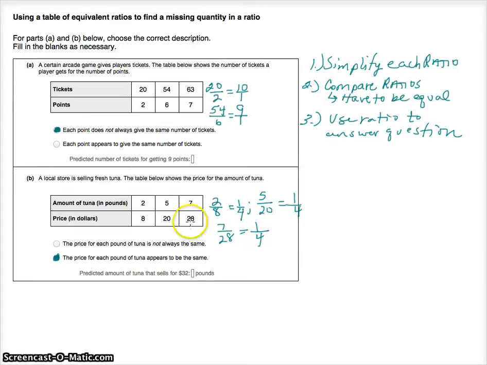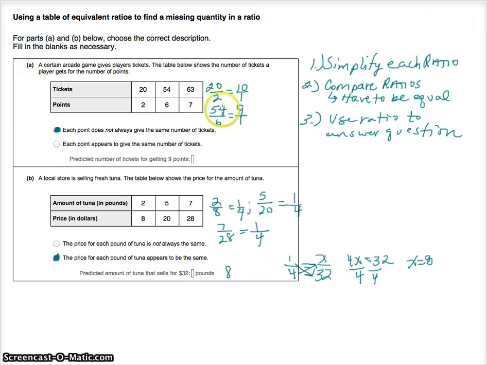So the next question is, how much tuna would we get for $32? Well, for $32 we're going to get 8 pounds of fish. The way we could figure it out is we could set up our proportion, say 1 over 4 is equal to x over 32, and so basically we would end up doing 4x equals 32, divide by 4, and x is going to equal 8. So we'd set up a proportion and use 8 as our answer. So this is part 3, using our ratio to answer our question.